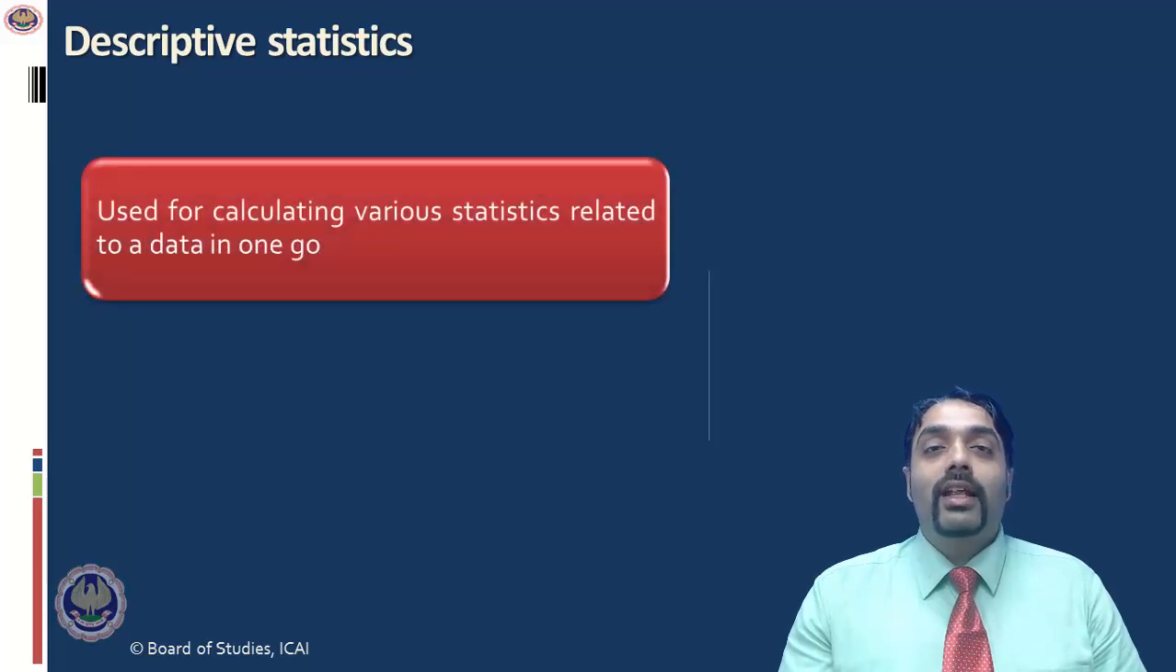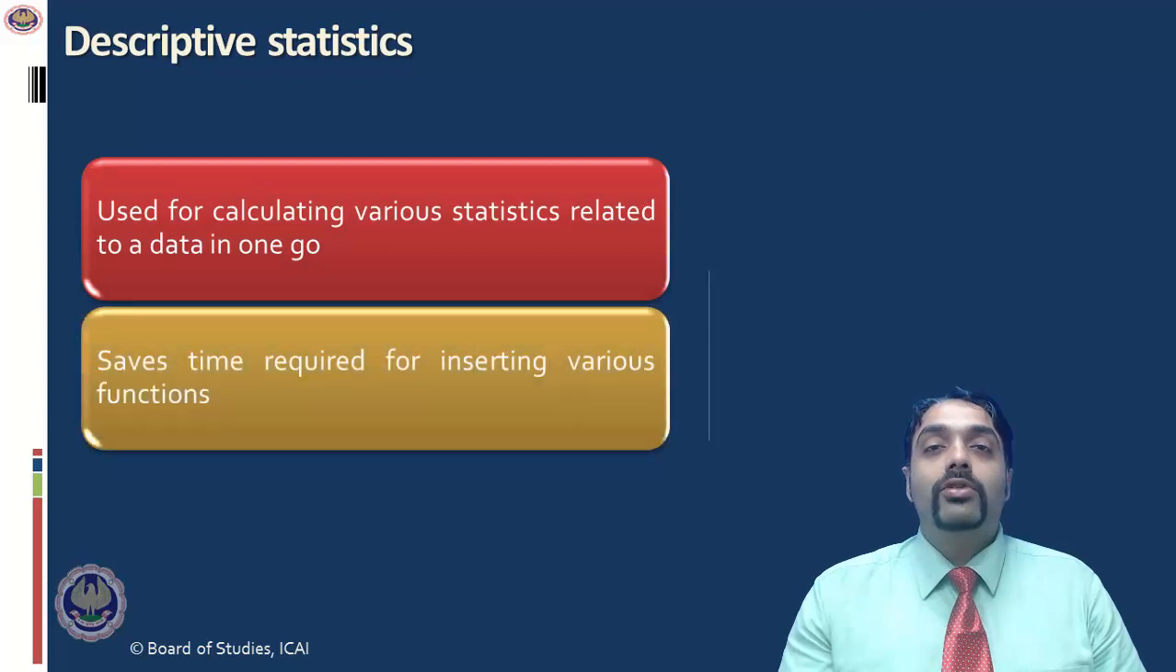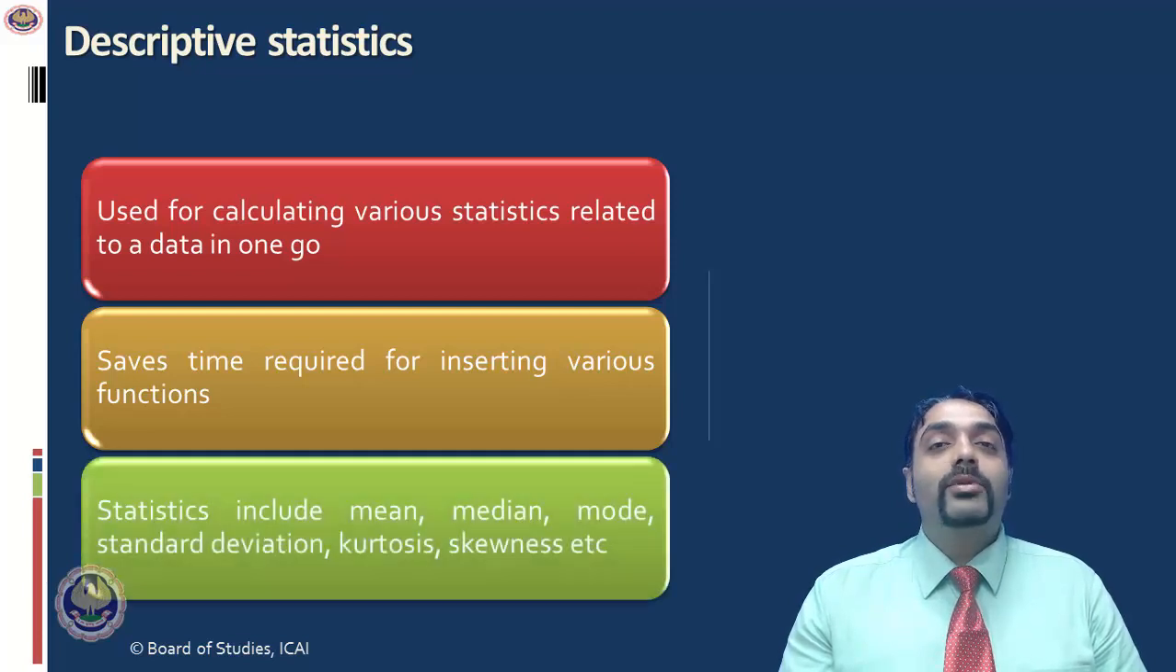We saw the Analysis ToolPak and the data analysis add-in. If we want to generate multiple statistics in one go, instead of inserting various functions one after the other, we can make use of the descriptive statistics option in data analysis. It calculates various types of statistics like mean, median, mode, kurtosis, skewness, and a variety of other things.